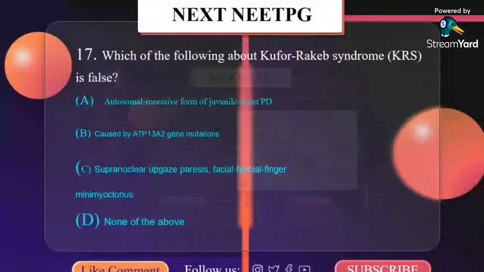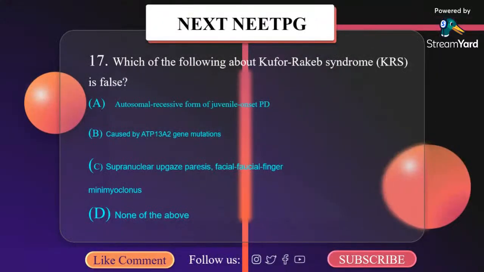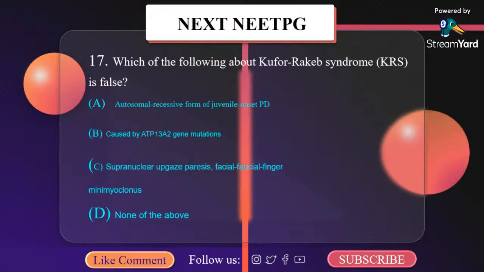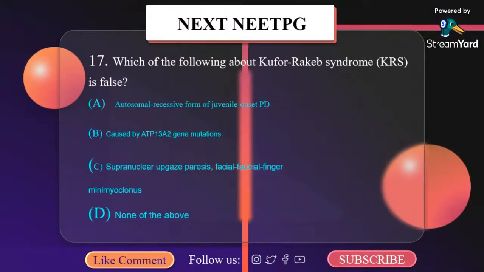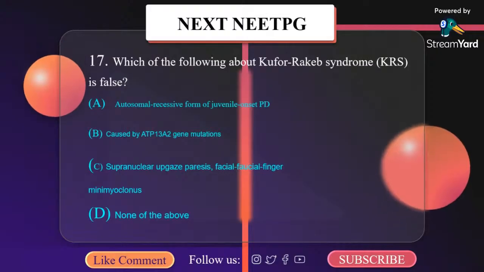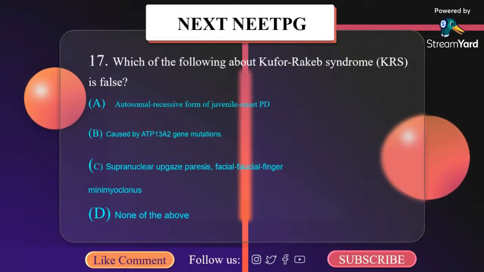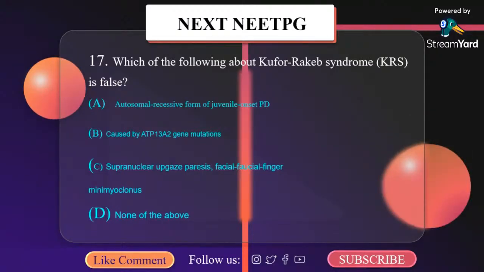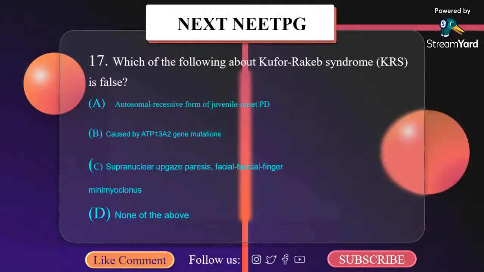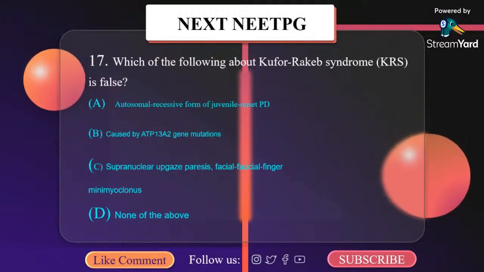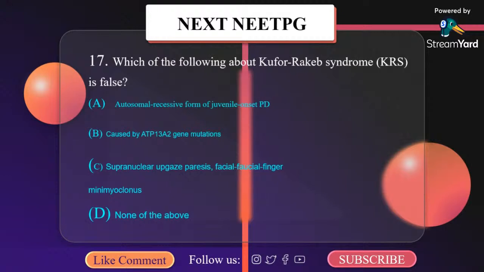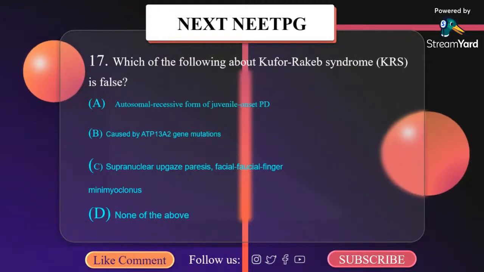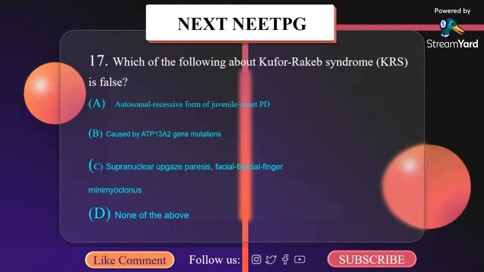Which of the following about Kufor-Rakeb syndrome is false? Kufor-Rakeb syndrome (KRS) is a rare autosomal recessive form of nigrostriatal pallidal pyramidal neurodegeneration caused by ATP13A2 gene mutation, presenting as juvenile onset Parkinson disease. It has rapidly progressive symptoms of parkinsonism, spasticity, supranuclear upgaze paralysis, facial-faucial-finger minimyoclonus, visual hallucination, oculogyric dystonic spasms, and dementia, usually noted between 12 and 16 years, leading to severe motor handicap. So the correct answer here is D, none of the above.